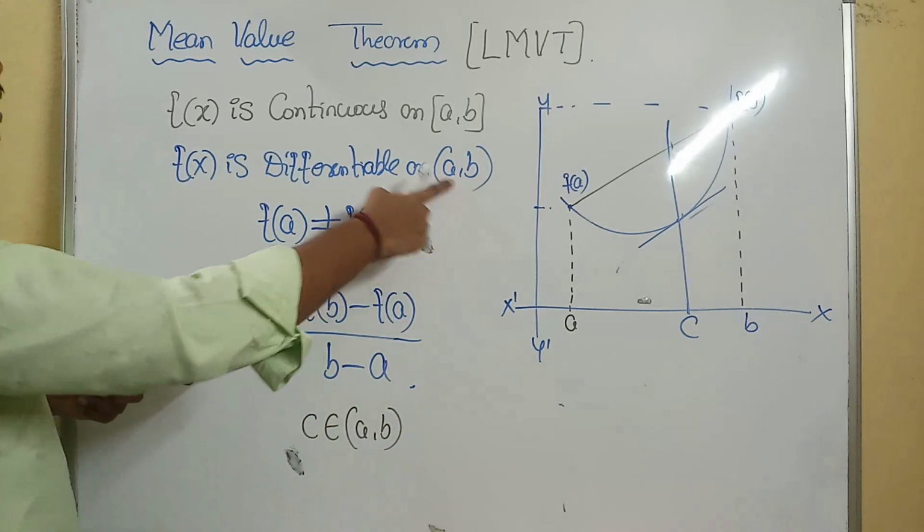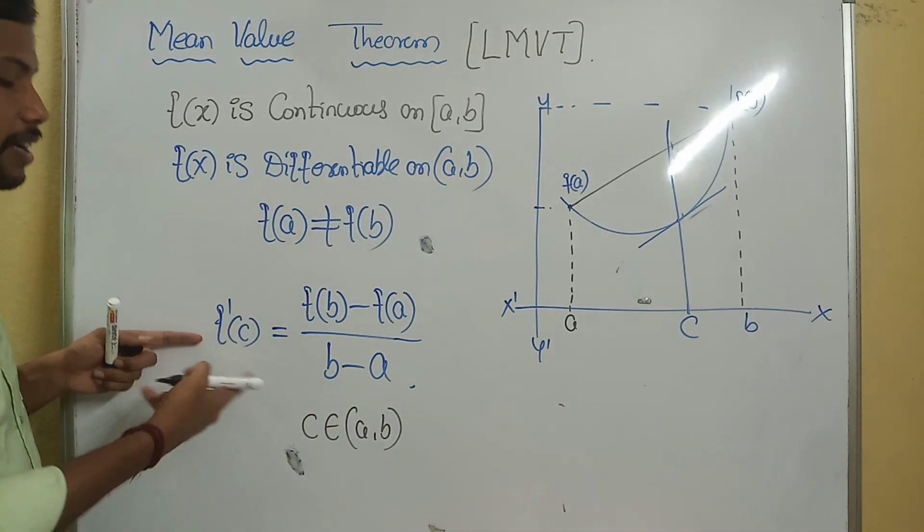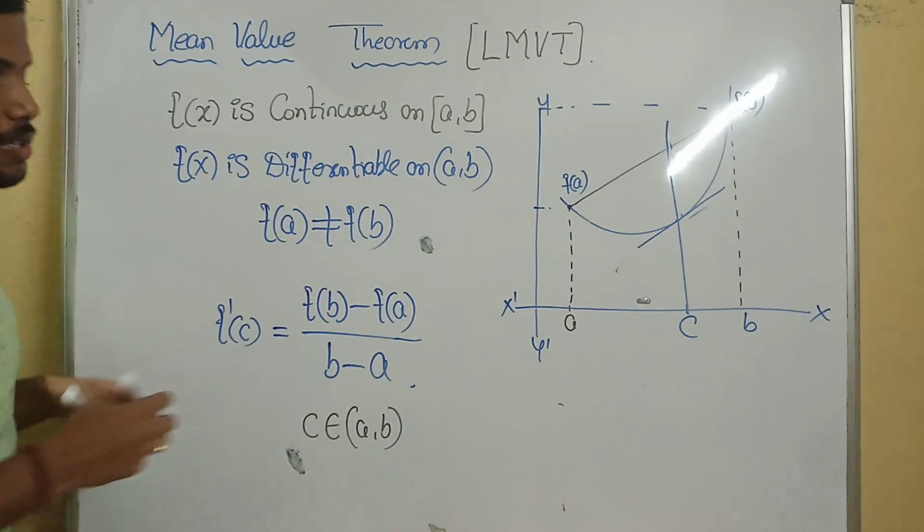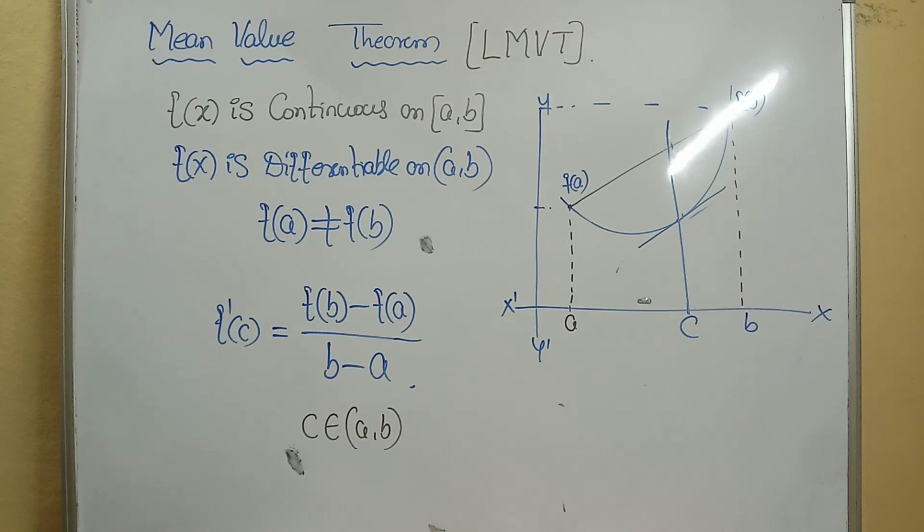Why is it an open interval? Because f dash of c is nothing but a derivative point, that is, the function is differentiable on the open interval. That's why c belongs to the open interval a comma b.